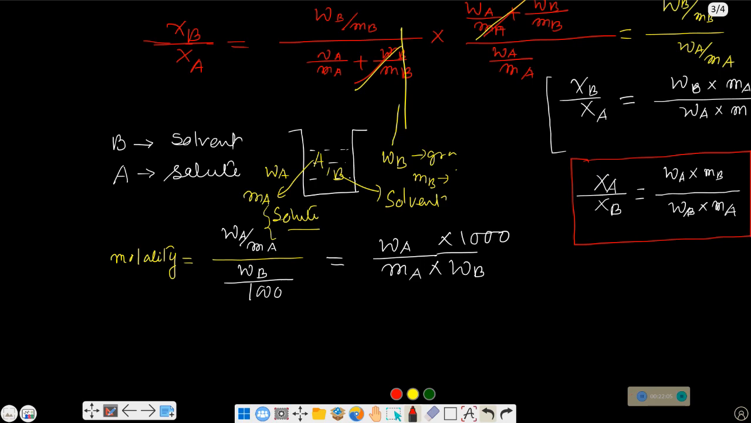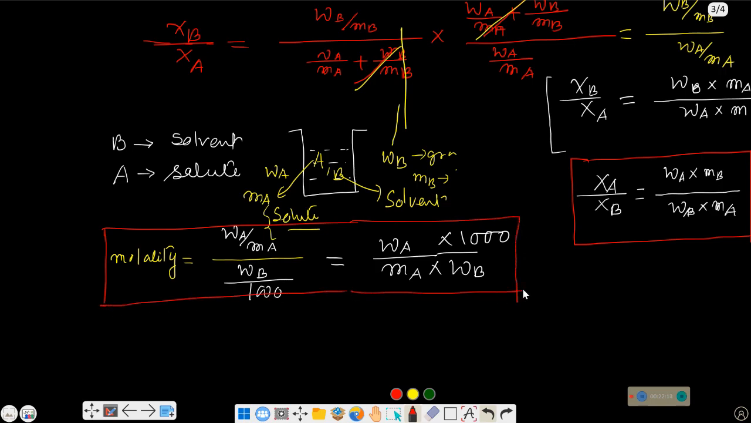One equation is this one. To get the relation, what do we need to do? This is one equation, and the next equation is this one, okay? From these two equations we will establish the relation. We need these two particular equations; from these two equations we will get the relation between mole fraction and molality, okay?